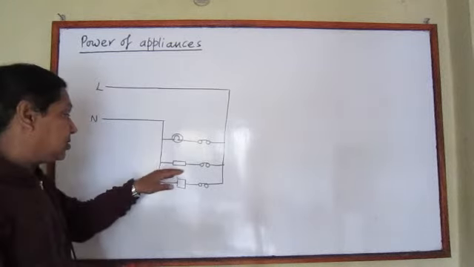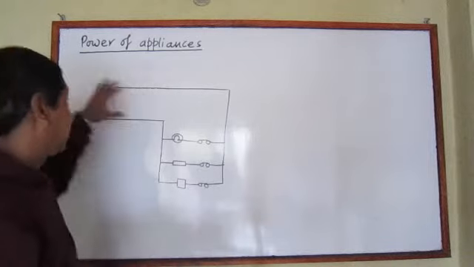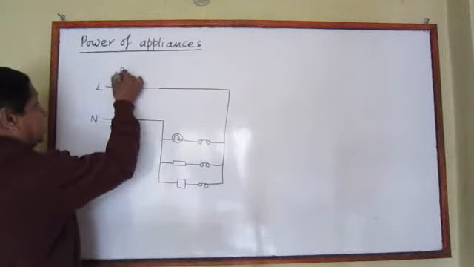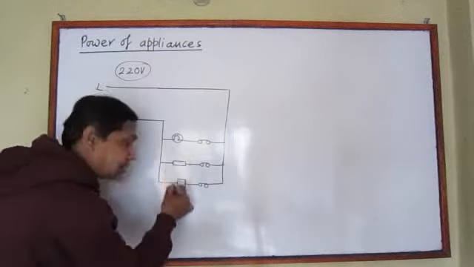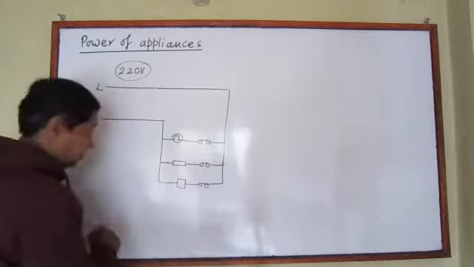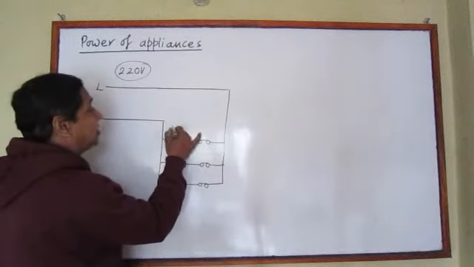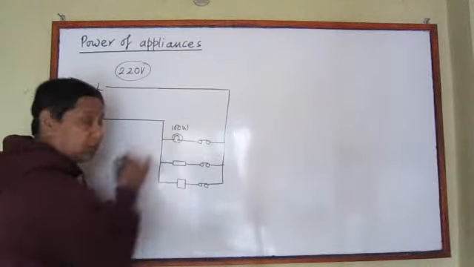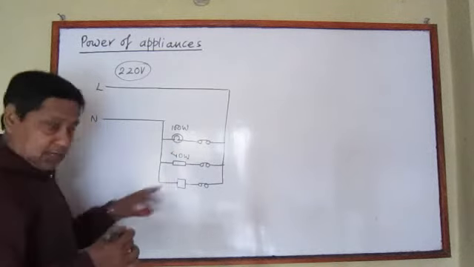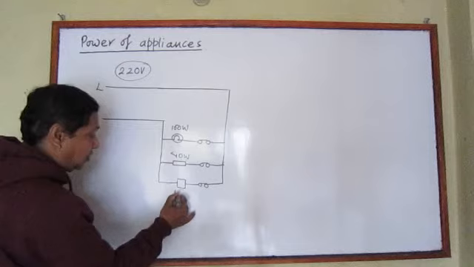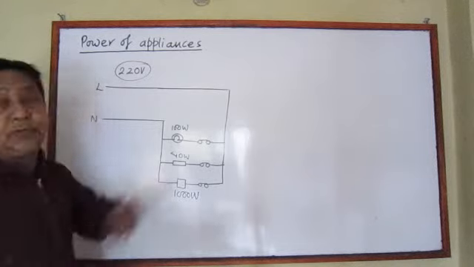This bulb is parallel to this, this is parallel to this. Every appliance is connected in parallel. That's why, if 220 volt is supplied in the household circuit, each of them gets the same 220 volt. But their power is different. Just now I told you, let's say this bulb is of 100 watt power, this tube light is of 40 watt power, and this heater is of 1000 watt power. Power of each of them is different.